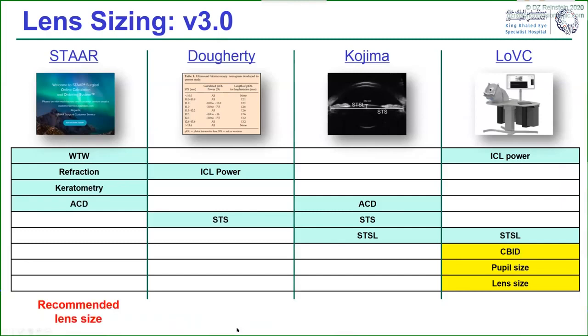The other thing that we have done differently from the others is that, if you log on to the STAAR OCOS website, you get a recommended lens size. If you use the Doherty, it recommends a lens size. The Kojima has a formula which gives you an ideal lens size, and then I guess you'll go up and down from that ideal. But we thought of doing this differently.